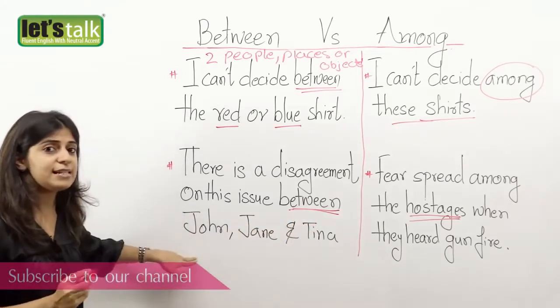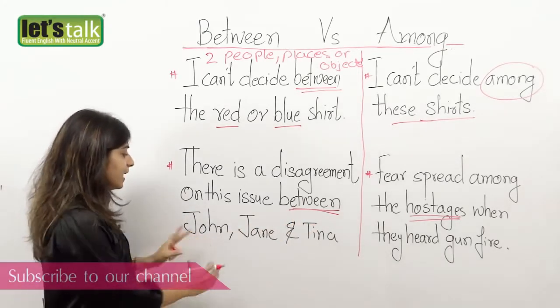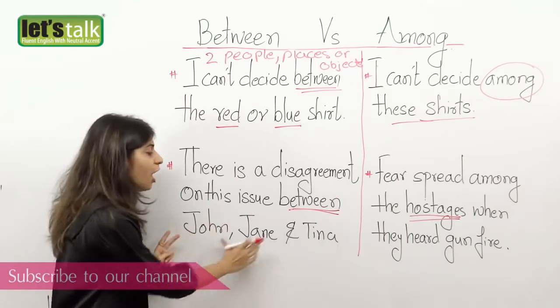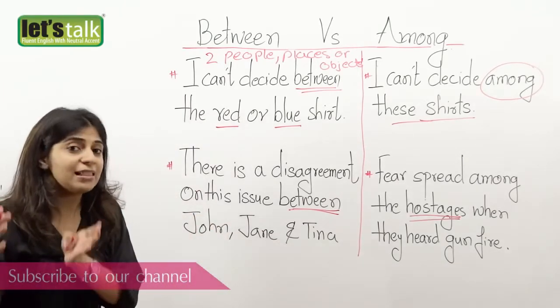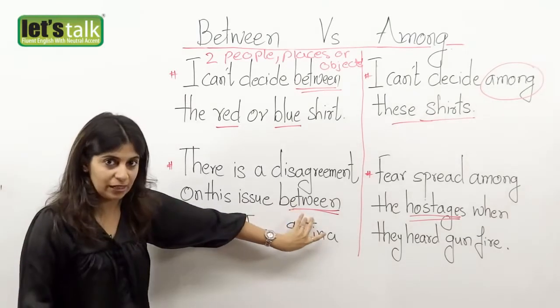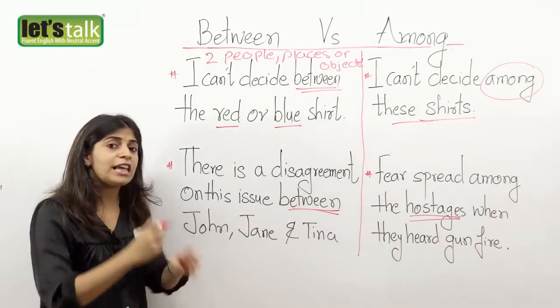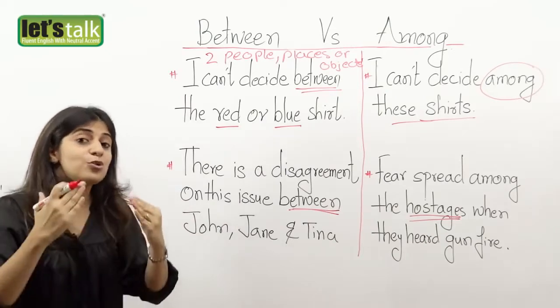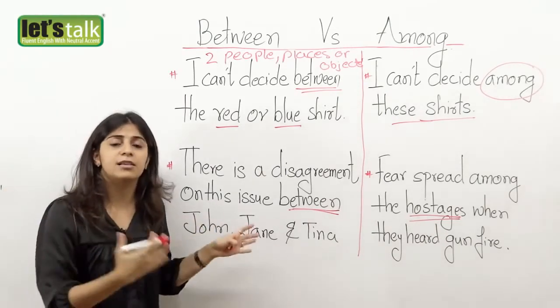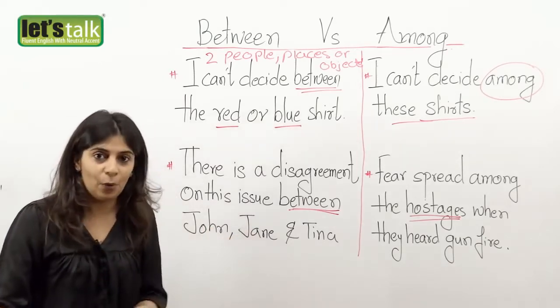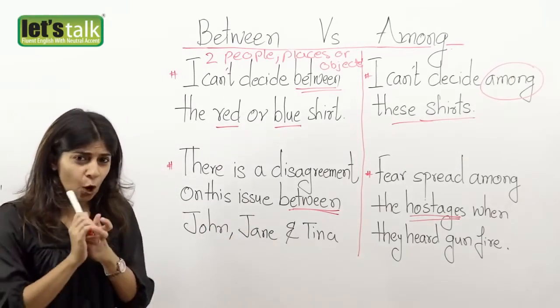So here in this sentence, I'm specifically saying that there's a disagreement between John, Jane, and Tina. So we are individually taking their names. And that's why we use the word between. But if in case we were talking in general, then I would use the word among, okay? So I would have said there's a disagreement on this issue among them, okay? So hope you understood that.